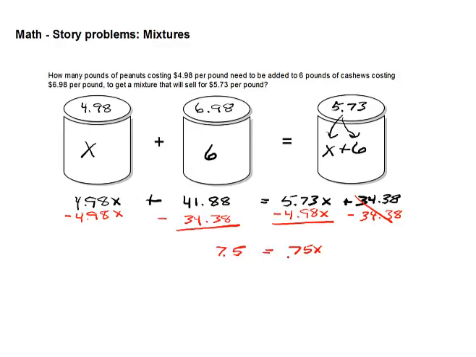And now, in order to get rid of the 0.75 in front of the X, we're going to divide by 0.75. These two will cancel, and then we have to do the same thing on the other side. So we would take 7.5 divided by 0.75, and we would end up with 10. So X is going to equal 10. So we need 10 pounds of peanuts added to 6 pounds of cashews to get this value, 5.73. So your answer would be 10 pounds of peanuts.